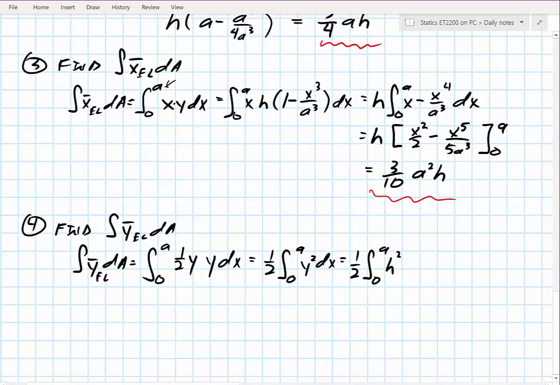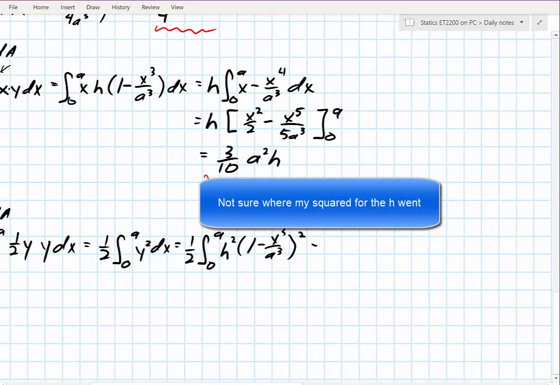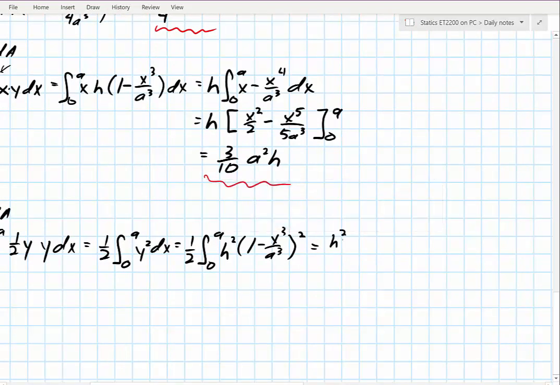So this is h squared times 1 minus x cubed over a cubed. That quantity also is squared. Because that whole business is squared, I am going to have to do a little FOIL. Let me bring out that h squared to make it a little easier. So I have h squared over 2 times the integral from 0 to a of, and then if I FOIL out that 1 minus x cubed over a cubed, I end up with 1 minus 2x cubed over a cubed plus x to the 6th over a to the 6th dx.